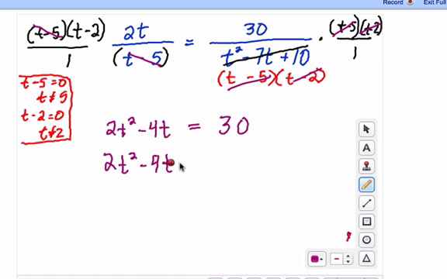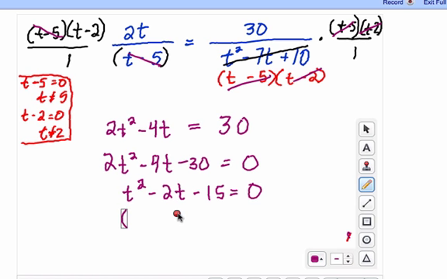So 2t squared minus 4t, it's a quadratic equation. We need to move that 30 over, so we subtract it from both sides. And you can see you can divide everything here by 2. You don't have to, but it makes it a lot easier. I recommend it highly. Remember, anytime you have an equation, you can do that pretty easily. And now you have a simple factor.